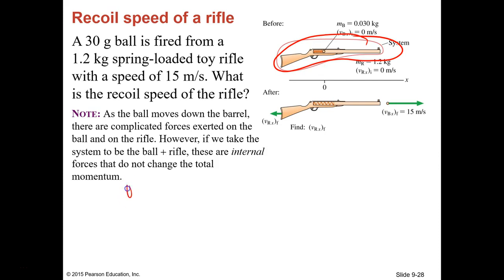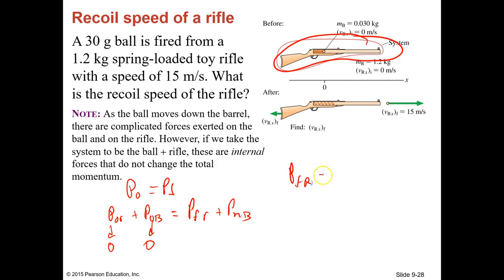So in this case, we know that our initial momentum is equal to our final momentum, or the initial momentum of the rifle plus the initial momentum of the bullet has to be equal to the final momentum of the rifle plus the final momentum of the bullet. In this case, both of these initial momenta are zero because they're both starting at rest. That means that the final momentum of the rifle must be equal to the final momentum of the bullet. So what do we want to find out? We want to find out what that final velocity is.